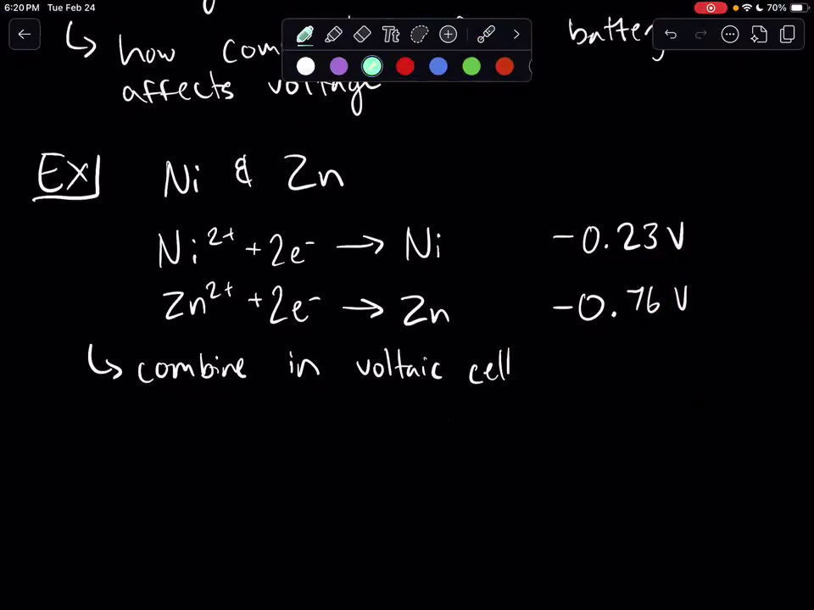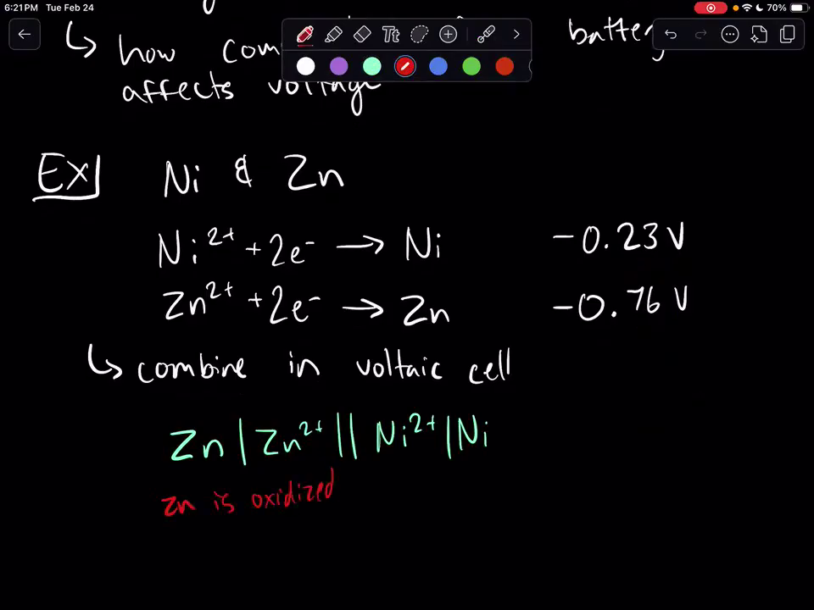When we write that, we can write Zn 2 plus, denoting the phase boundary, salt bridge, nickel 2 plus, nickel. And there we have our cell diagram. We can see here that zinc is oxidized. This happens at the anode. And otherwise, nickel is reduced. And this is at the cathode.